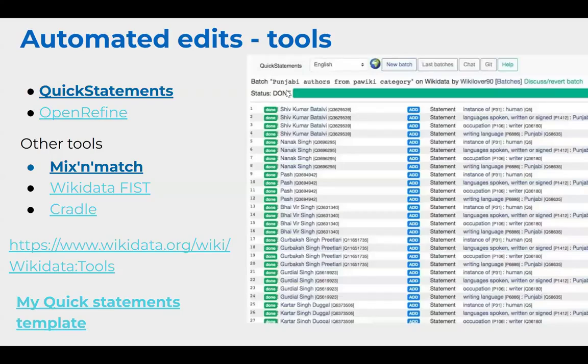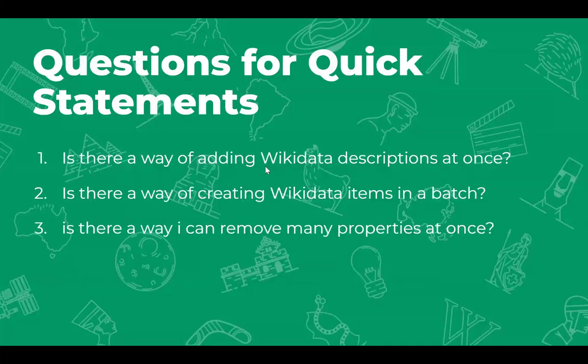QuickStatements is quick, but it's also really powerful. It enables us to make quick edits. For example, the questions we can ask: is there a way of adding all descriptions at once? Is there a way of creating Wikidata items in a bunch? Or how can I remove or add many properties at once?